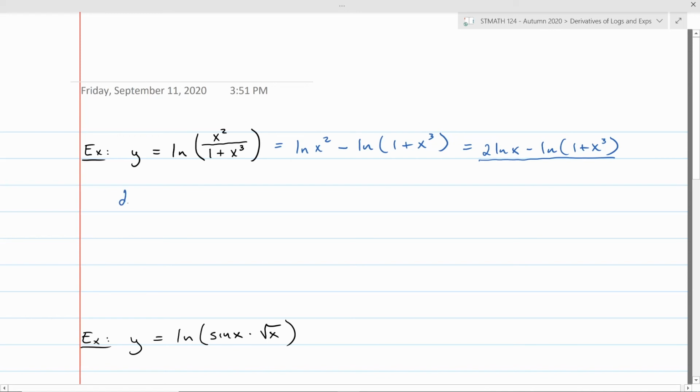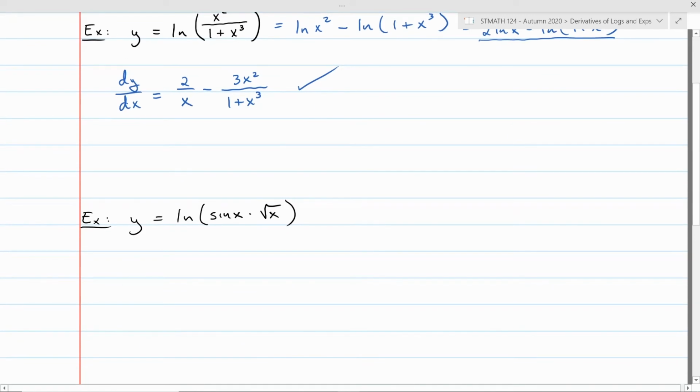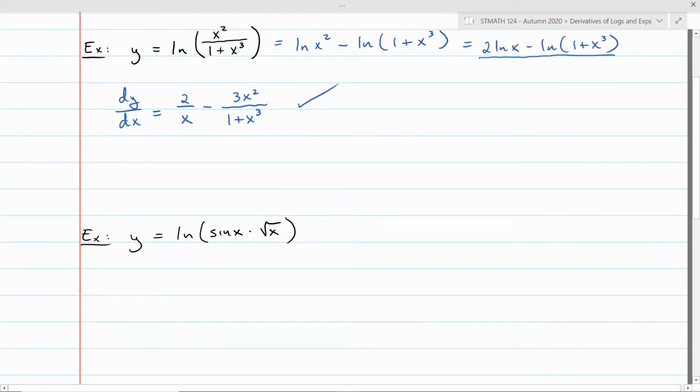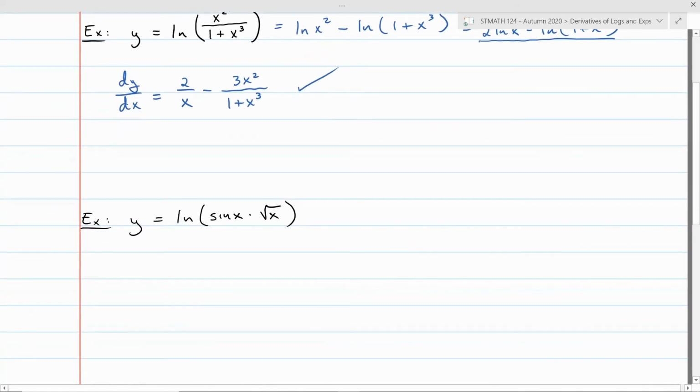So now if I want to do dy dx, the derivative of the first term is just 2 over x, and the derivative of the second term is going to be 1 over 1 plus x cubed, then times the derivative of the inside function, which would be 3x squared. So I'll just write that in the numerator here, and done. That was a lot easier than having to do the quotient rule if I would have just jumped in and started doing the derivative right away. And the final answer that we have is also reduced algebraically a lot more than what we would have gotten if we had just jumped in without simplifying first.